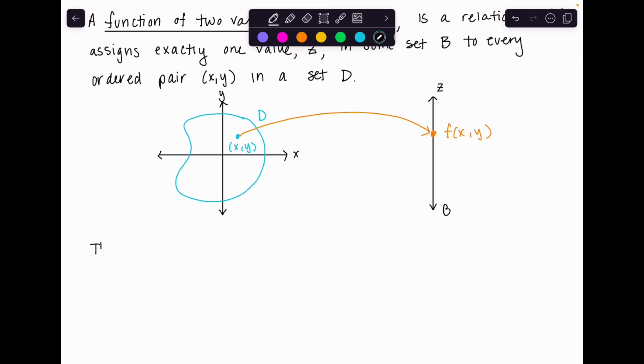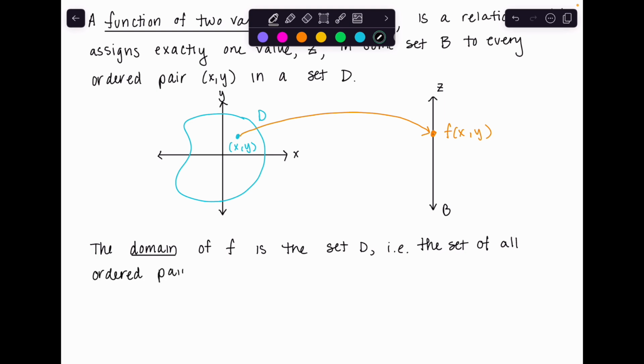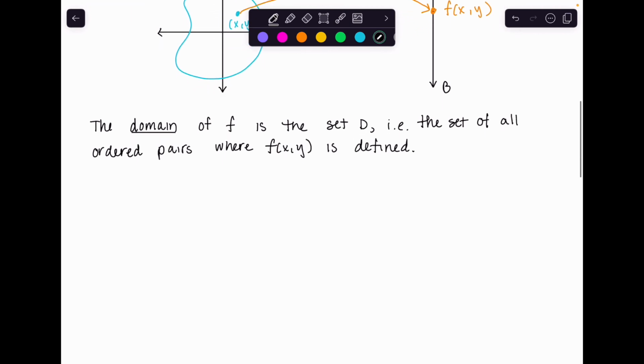So the domain of f is the set D. So i.e., this is the set of all ordered pairs where this function f is defined. You still essentially keep the same rules as we did with single variable functions. You can't take natural log of 0. You can't take natural log of a negative number. You can't divide by 0. We can't take the square root of a negative number. So all those rules still come into play, but now in dealing with those, you might have a connection between the x and y values that make that satisfied.